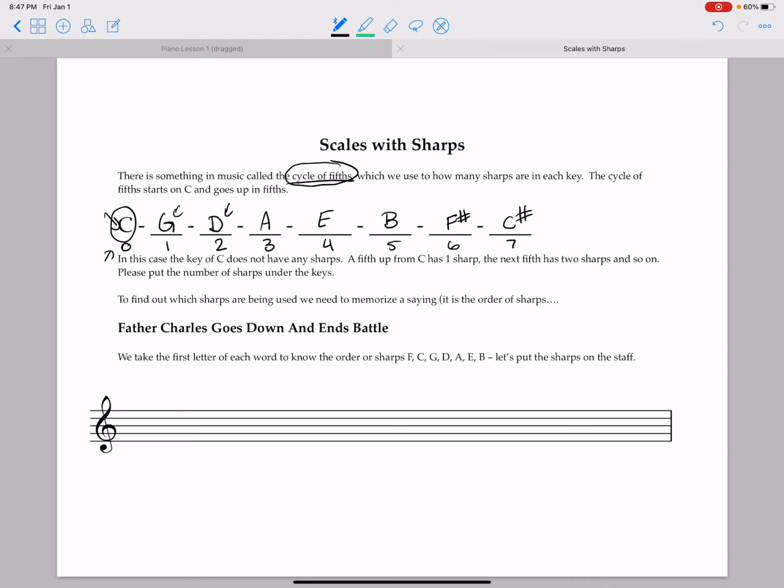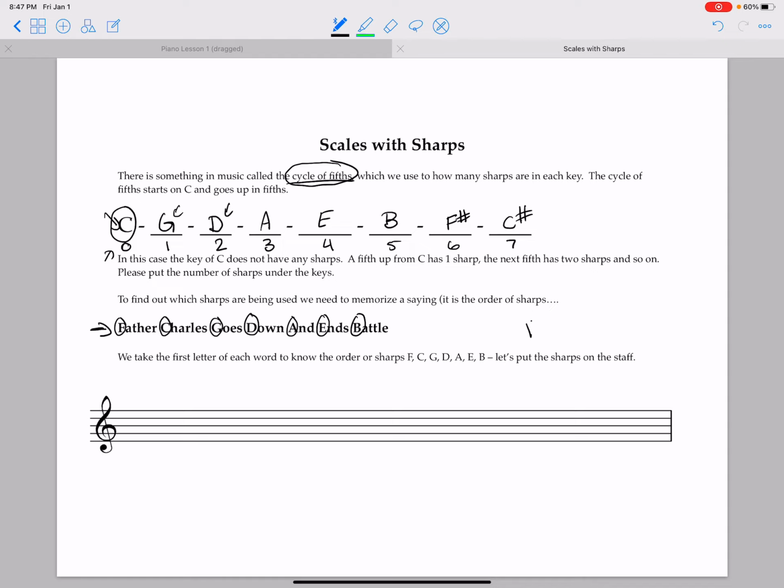Okay, now we need to figure out what those sharps are. And to do that, we use this saying right here. Father Charles goes down and ends battle. The first letter of each of these words gives us the order of sharps that we need to use. So let's just take them and put them on the staff for now. So our first one is an F. So we want to do an F sharp.